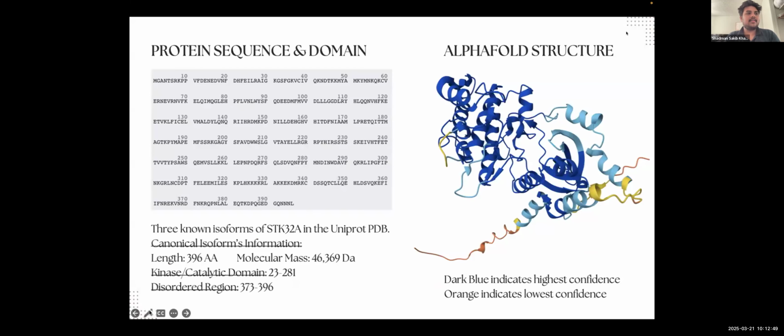There are three known isoforms for STK32A in UniProt and PDB. I've taken the canonical sequence here. There has been only one significant domain, the catalytic or kinase domain, that spans from the 23rd to 281st amino acids, and then there's a disordered region from the 373rd to 396th amino acid. Here's also an AlphaFold structure, which shows the whole kinase. The dark blue indicates the regions with the highest confidence, and orange indicates the regions with the lowest confidence.